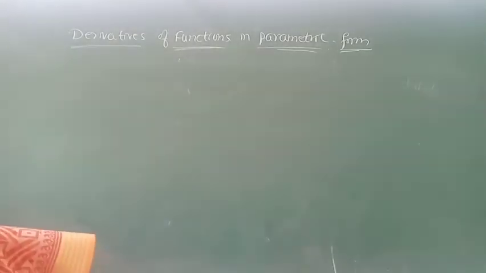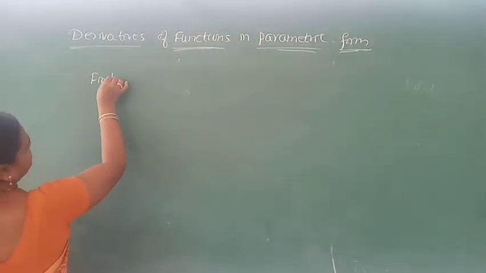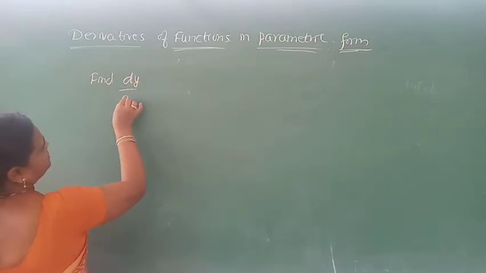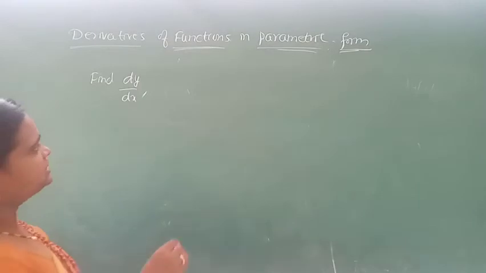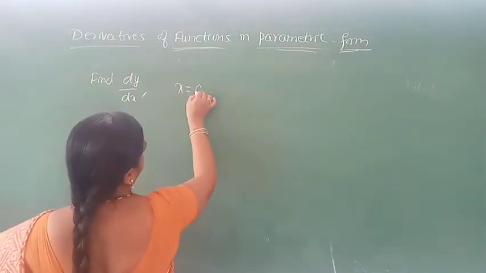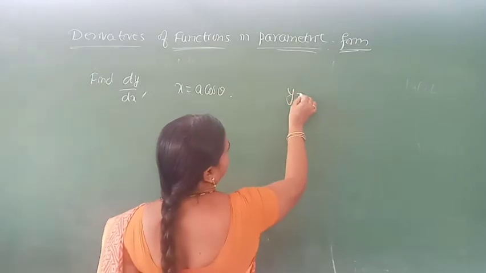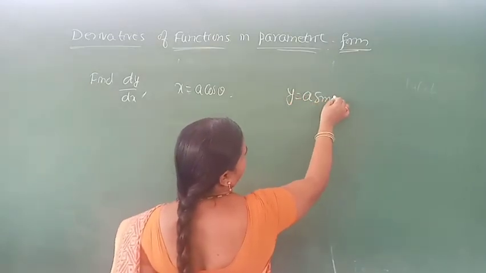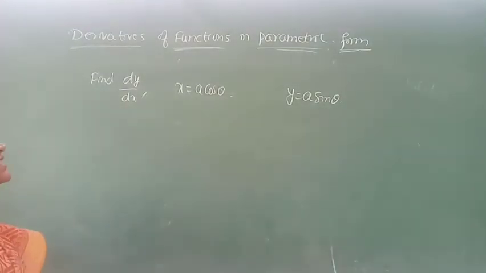Example: find dy by dx, given x is a cos theta, y is a sin theta. Calculate dy by dx.